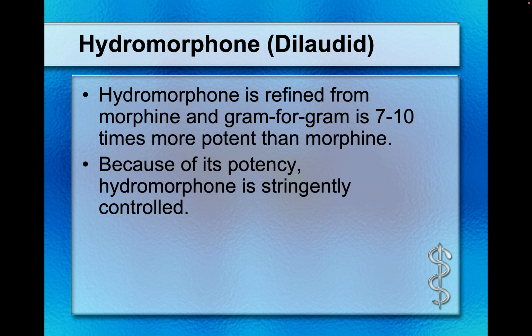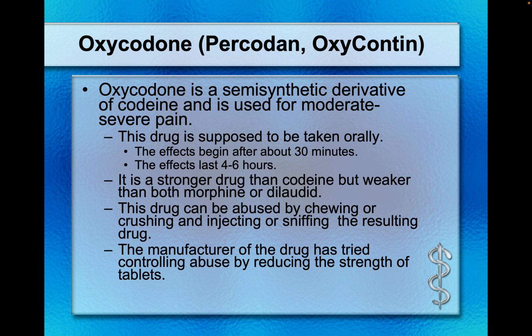Hydromorphone is refined from morphine, and gram for gram is 7 to 10 times more potent than morphine. Because of its potency, hydromorphone is stringently controlled. Another name for hydromorphone is Dilaudid.